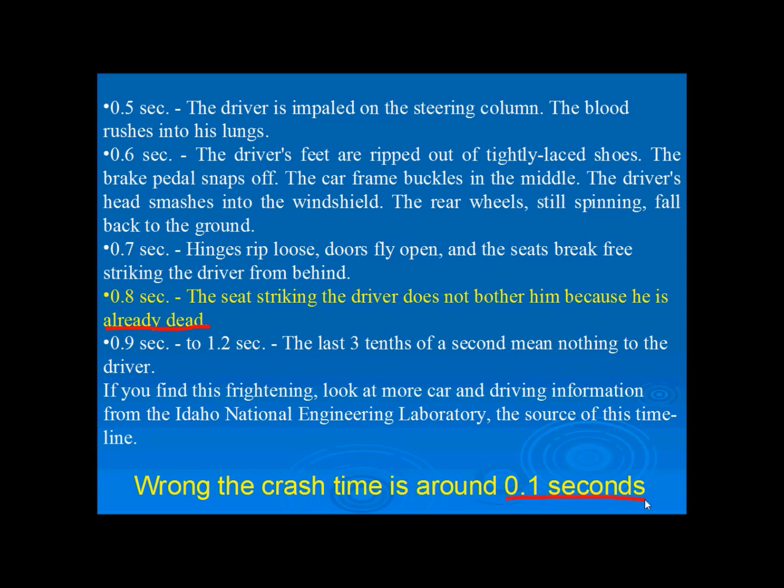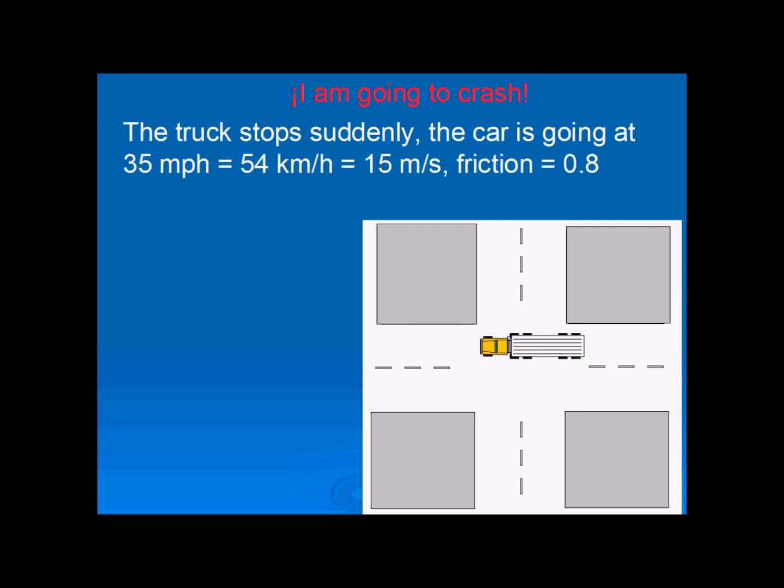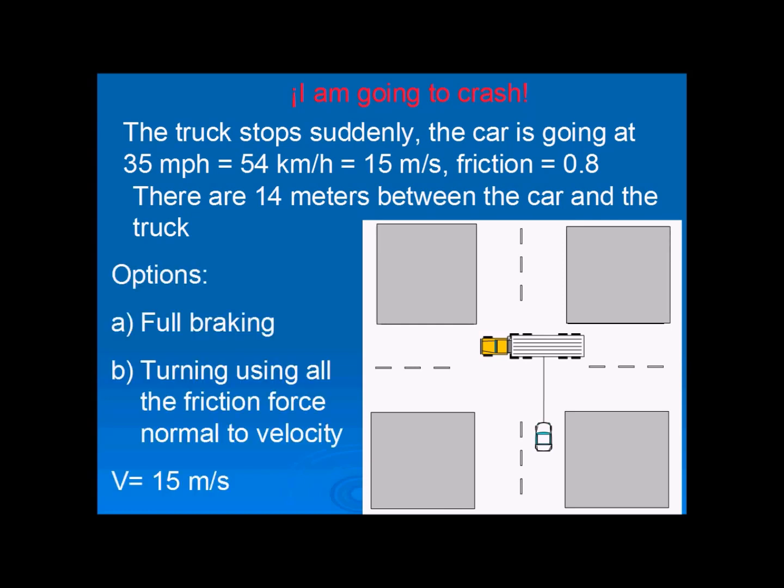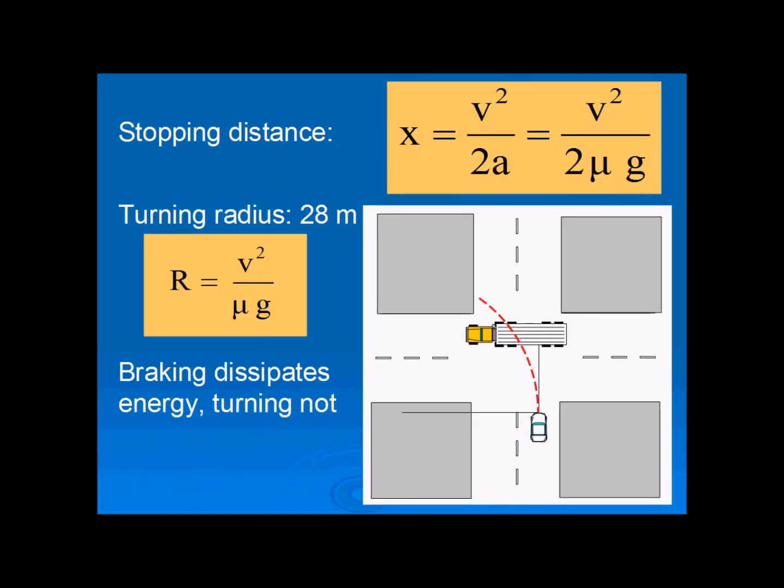Let's think of an example in real life. Imagine that you are driving and then all of a sudden a truck appears and stops. You have two options. You could full brake or turn the wheel so that friction stops the car. With that distance, you could stop the car and not crash with such a high velocity. If you turn, you won't dissipate any energy, because the centripetal force is normal to the trajectory of the car. Now you know what to do. I hope you never need this information though.